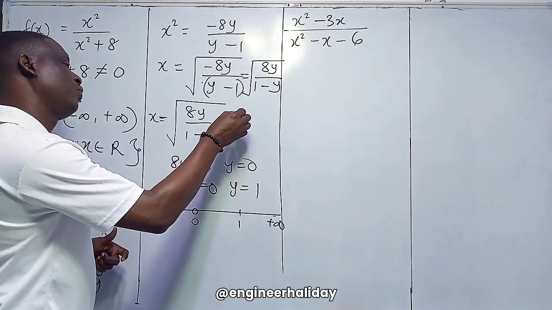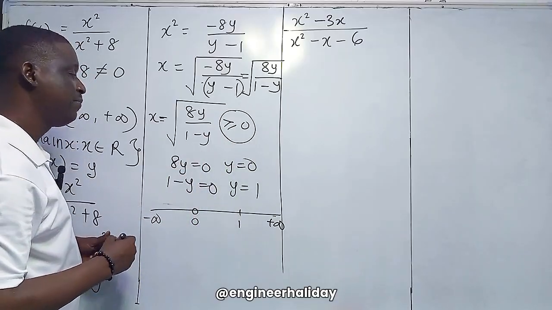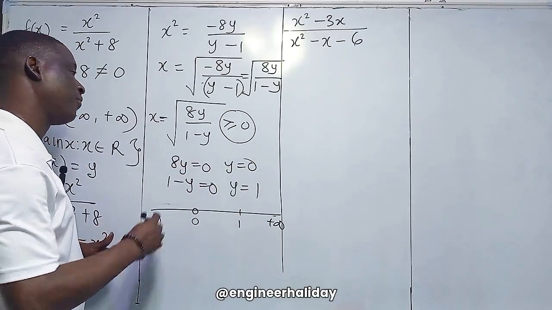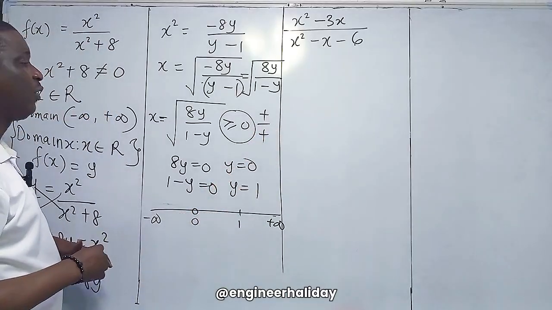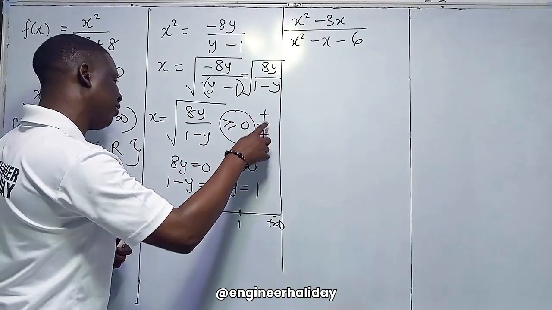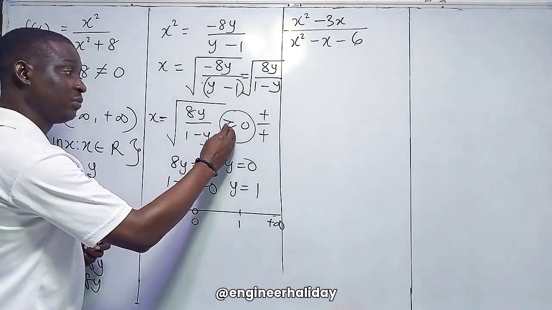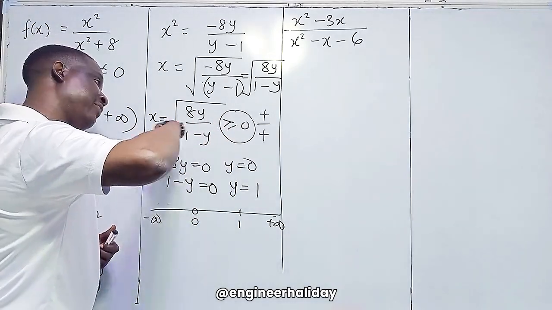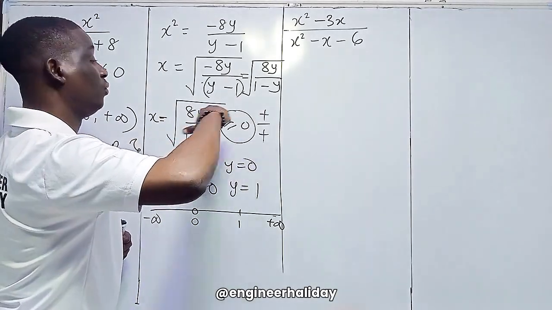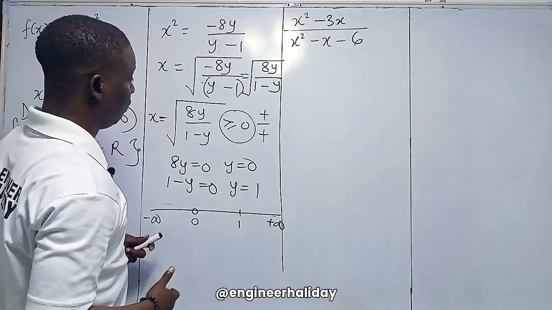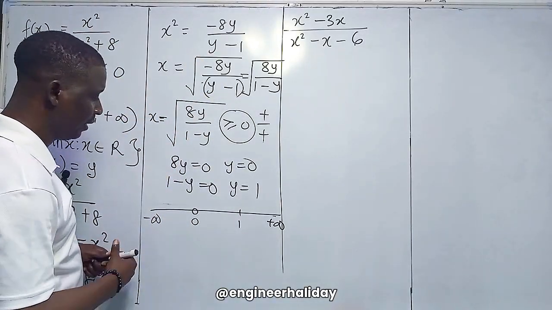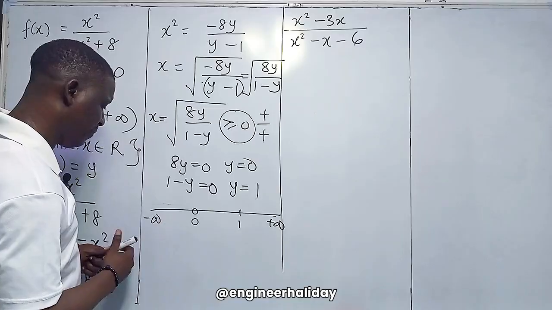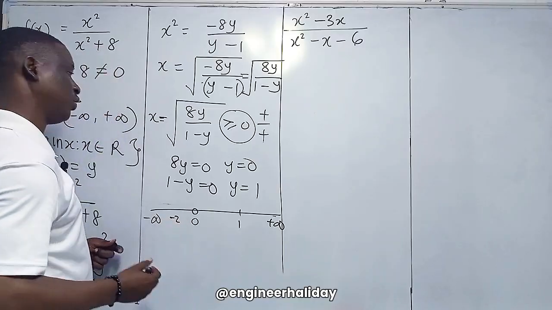Now, look at the condition here. It means that any value I'm going to have up and down should be positive over positive. Anyone that gives me positive over negative or negative over positive is wrong, because greater than or equal to 0 means that the value is positive or zero. Now let me check from this. Let me pick a value. Let's say we pick minus 2.